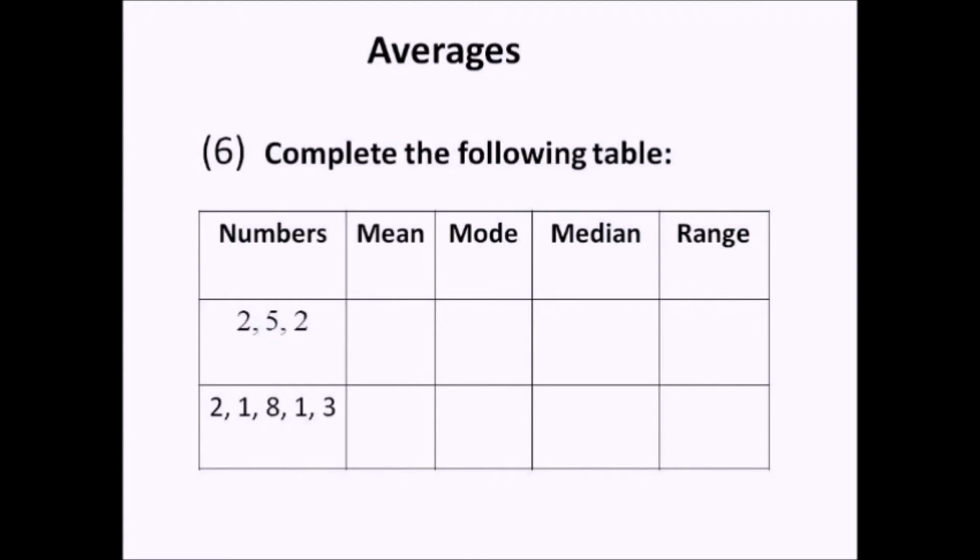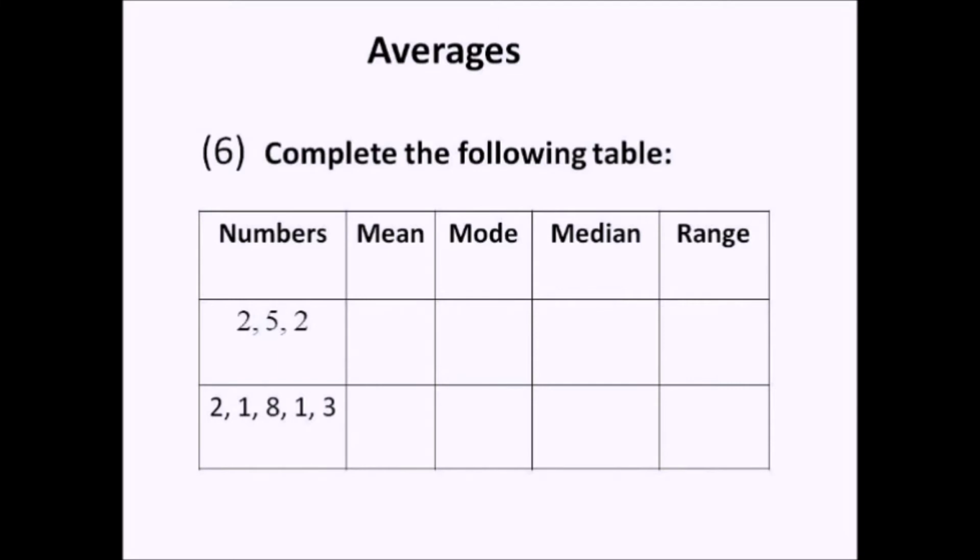Number 6 deals with averages. Complete the following table. You have some numbers. You have to find the mean, the mode, the median, and the range of those numbers. You should know what those terms mean. The mean, what that is, what you have to do. The mode, what you have to do. The median, what you have to do. And the range, what you have to do.